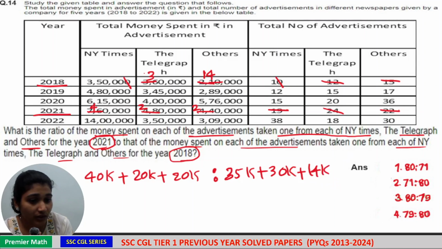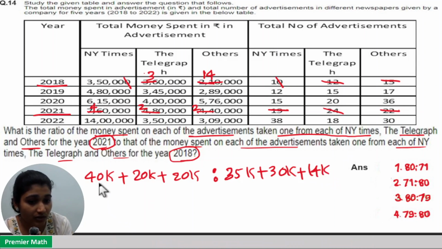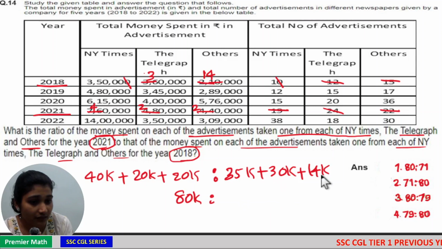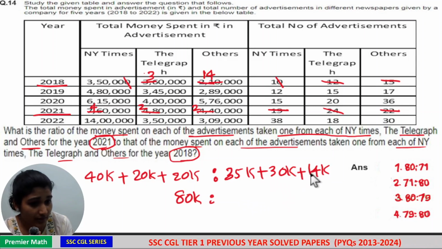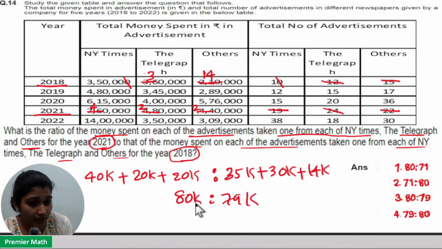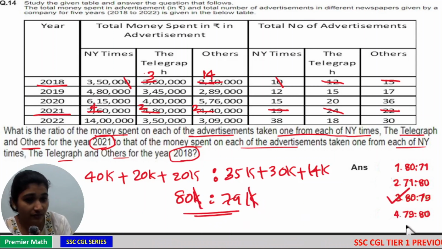One item costs 14,000. Now if you take the ratio, this is equal to 60 plus 20, 80,000 is to here 65 plus 14, is equal to 75 plus 4, 79,000. So here K and K cancel. 80 is to 79. Option 3 is your answer.